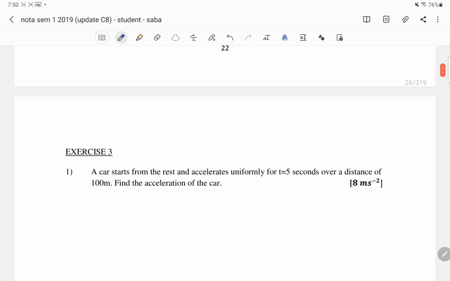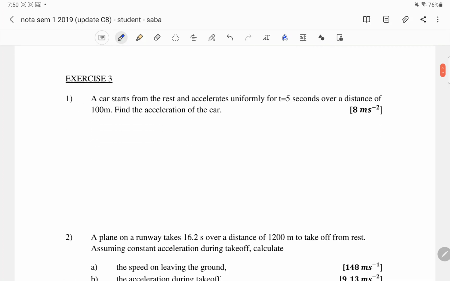Okay, so we go to exercise 3, number 1. So the question is, a car starts from rest. So when it starts from rest, your u is equal to 0. Okay, it accelerates uniformly for t equal to 5 seconds over a distance of 100. So you have to list what is given: u is 0 meter per second, s is 100 meters. So the question is to find the acceleration.